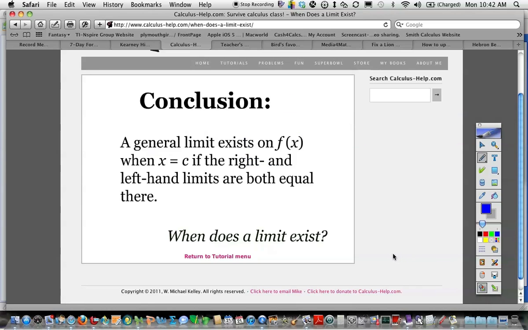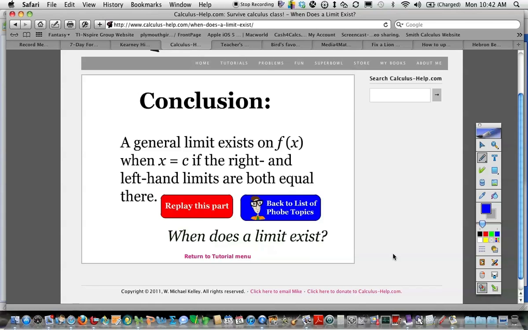In conclusion, a limit exists on a graph if you arrive at the same height coming from both the right and the left side of the given x value. Wait, one more time.